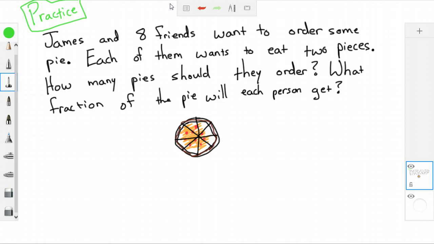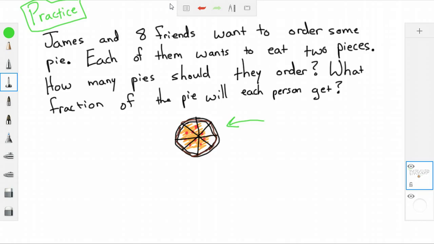Alright, so first thing I notice is if I look at the pies here, I see that each pie is divided into 8ths. That's my clue. So I want you to go ahead and try to solve this using a number line. That's your challenge today. I want you to try to figure out how many total pies they're going to need to order, and what fraction of the pie each person will get. I want you to try to do this not by drawing pictures, but by doing a number line.